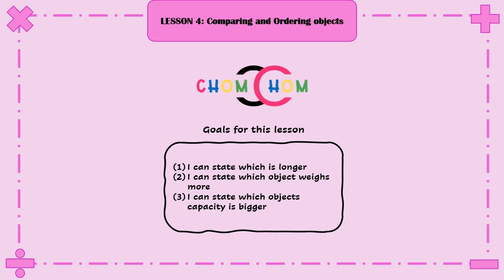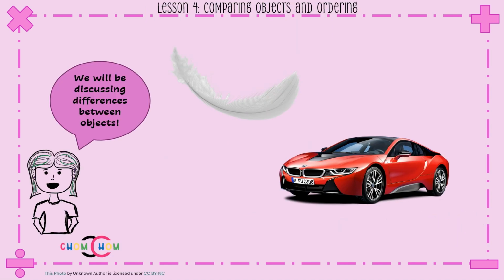Lesson 4. Comparing and ordering objects. Goals for this lesson. I can state which is longer, I can state which object weighs more, and I can state which object's capacity is bigger. Today we will be discussing the differences between objects.